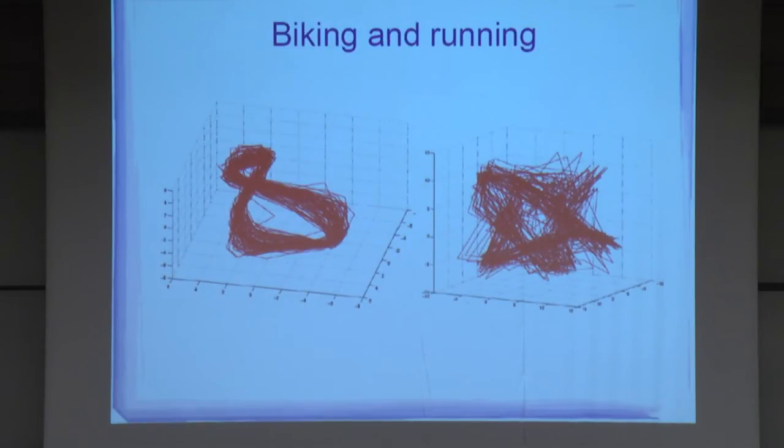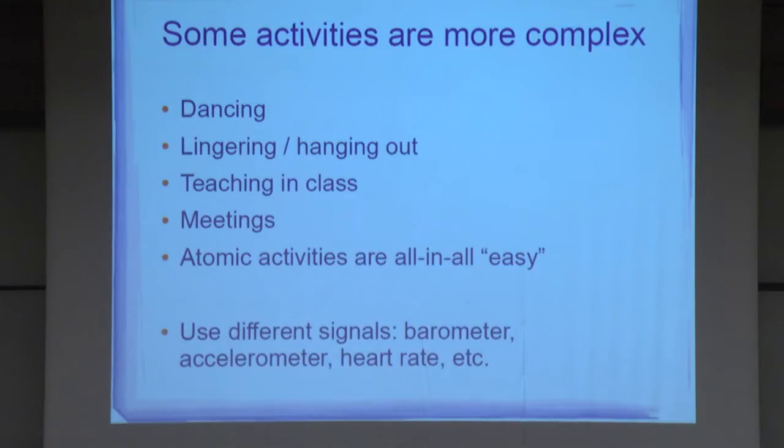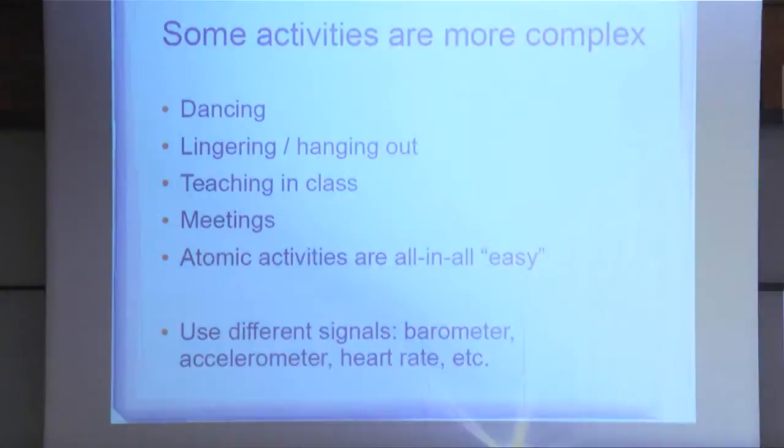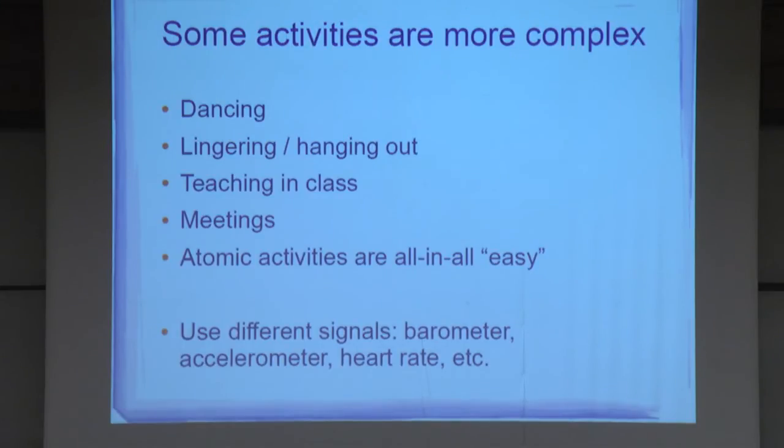And this is an example of biking and running. So we have here, I think, 10 persons on the left biking, and here you have persons running. This is a stationary bike. You see the clear and distinct differences. But some activities are more complex, which are interesting, like dancing or teaching in a class or meetings. But all in all, the atomic activities of walking, standing, lingering, biking, driving, are fairly easy to detect. And I think we're talking about accuracy upwards of 99% at the moment.